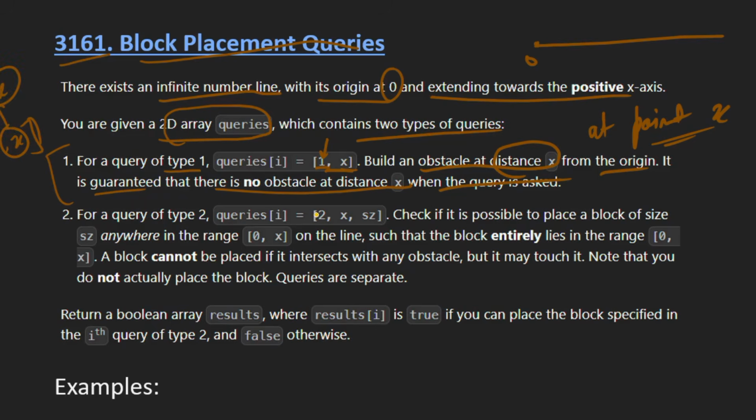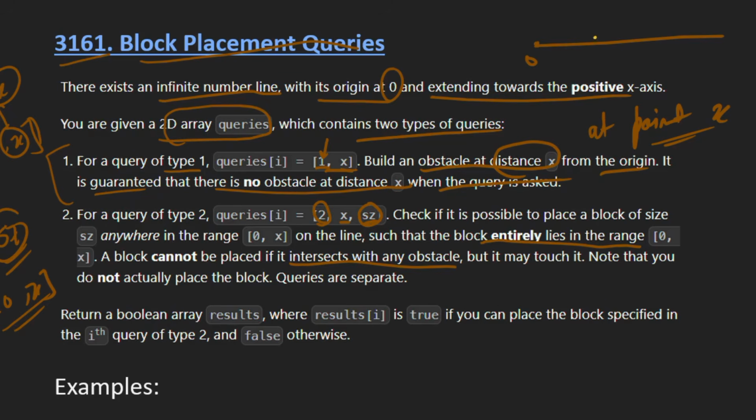The type 2 query is, in type 2 query we are given x and size. We have to check whether it is possible to place a block whose size is sz in the range 0 to x, such that the block entirely lies in this range and doesn't intersect with any obstacle.